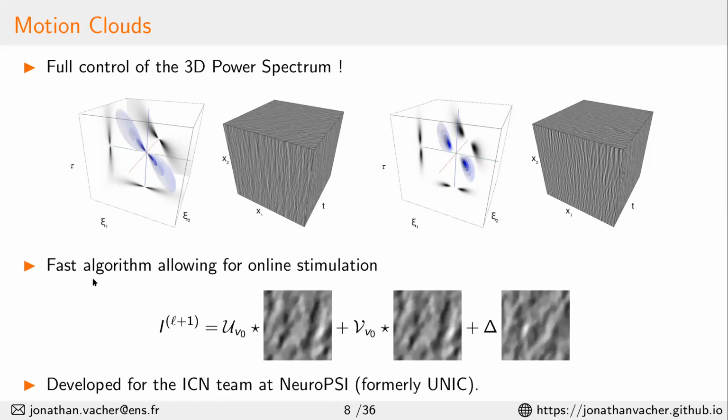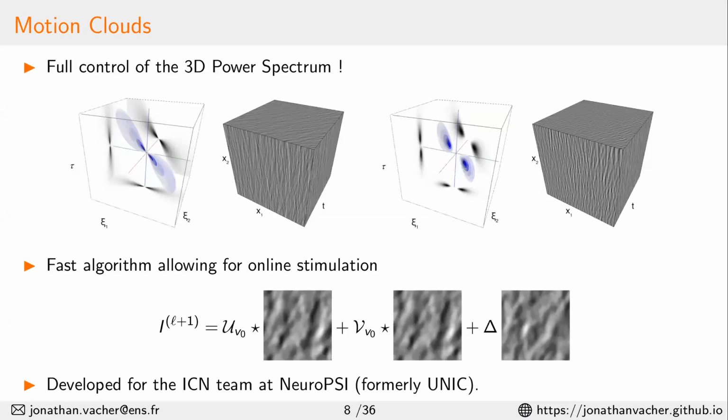And as I said, it's a solution of a partial differential equation. So when you discretize and you do finite difference, you can compute the next frame as a function of the previous frame. And you have the parameters that you can control here. And this tool is available at the ECN, formerly UNIC, where I was working. So they continue to use it now.